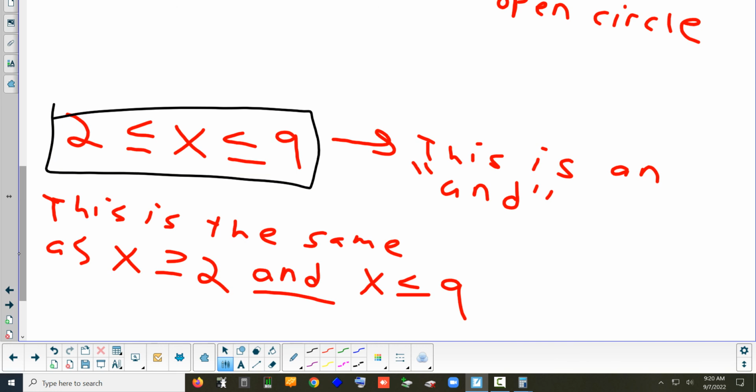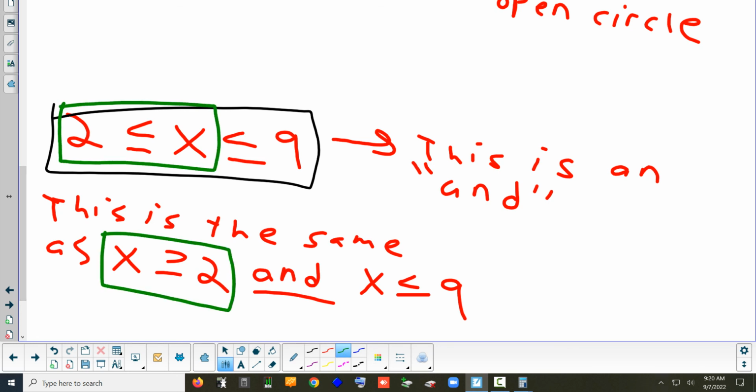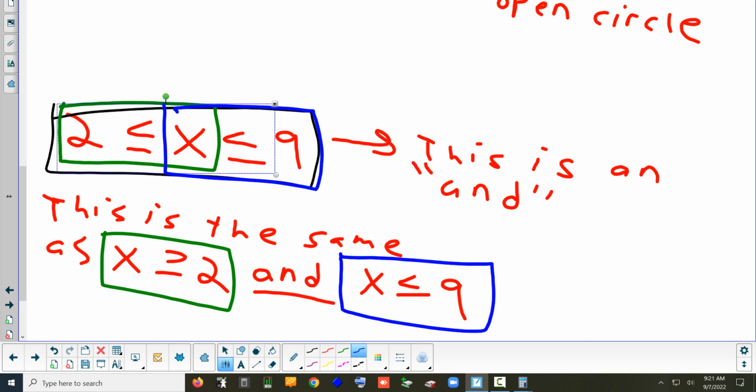And if you're looking at it and you're like, well, how do these 2 things come out of this one? Well, this part right here is that part right there. X, and then it's pointing at the 2. X, and it's pointing at the 2. I know the order is switched. That green part comes from right there. This is that x is less than or equal to 9. So the notation in the black box up here just saves you a little bit of writing. But it means the same thing as what's below. Any question on that?